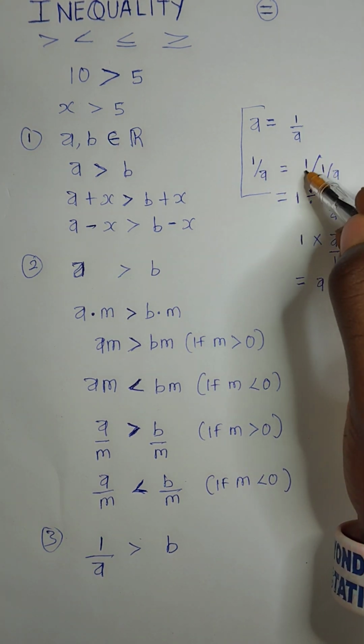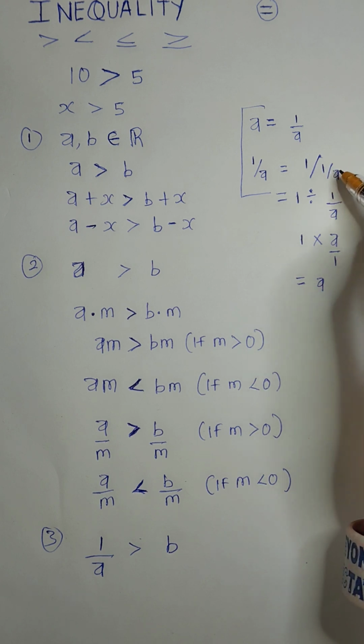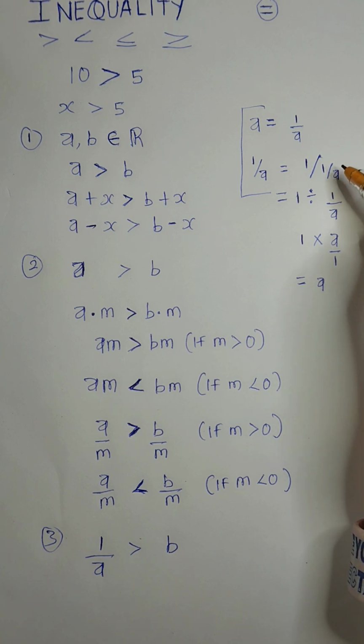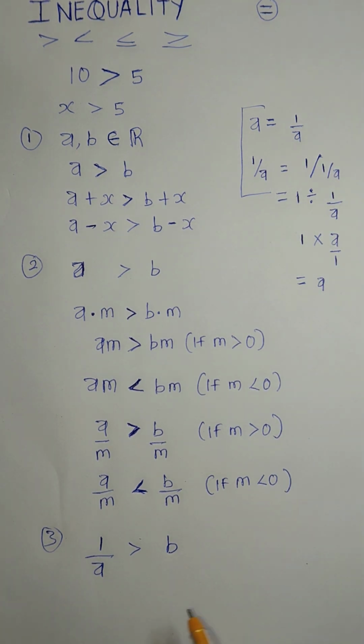Do you understand that? How did I get the inverse of 1 over a? I only divided 1 by that 1 over a. The inverse of anything is what? Dividing 1 by that thing. Do you understand? Yes. The inverse of b is 1 over b. The inverse of w is 1 over w. The inverse of 1 over 2 is 1 over 1 over 2. The inverse of 0.5 is 1 over 0.5. Just make sure it is 1 over that thing. Then that's the inverse.